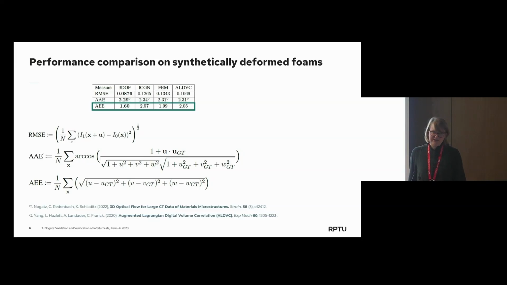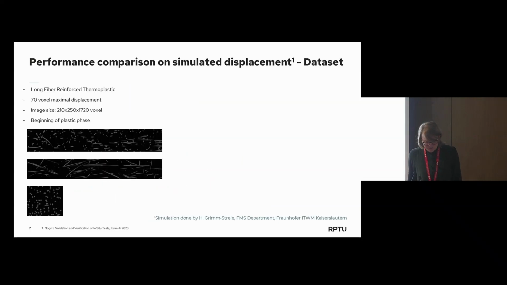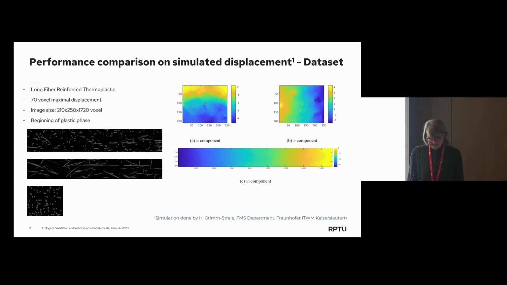So now that we used a fairly simulated and artificial displacement field, we can do a pretty similar step to the last talk, namely use a simulated displacement field as ground truth. What we used was a sample of long fiber reinforced thermoplastic, to not always have foams in there, but also fibers. You can see the image size, and we are in the beginning of the plastic phase, and we have a ground truth displacement field that you can see here.